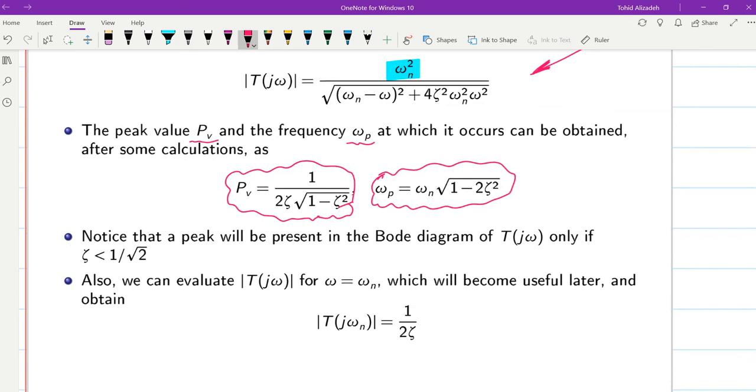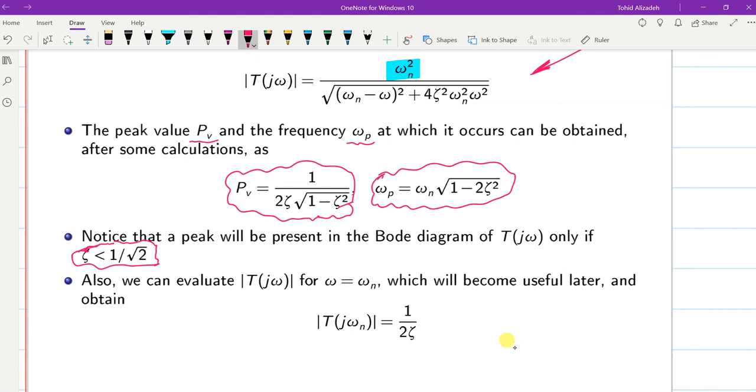You should keep in mind that we will have this peak value only if zeta is between 0 and 1 over square root of 2. If the value of zeta becomes bigger than this, we will not have the peak value. The peak will not happen.